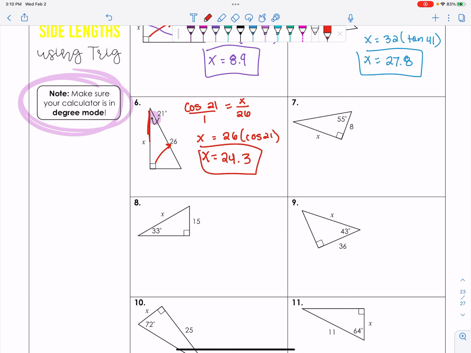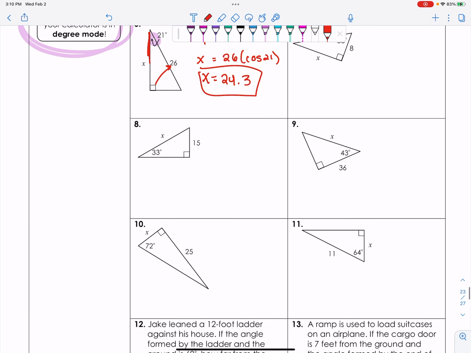Now, what happens if our cross multiplication isn't that nice? Okay, let's take a look at number 8. Here's my reference angle. I'm being given the side opposite, and I need to find the hypotenuse in this case. So once again, if I'm dealing with opposite and hypotenuse, I am using sine. So the sine of 33 degrees is equal to opposite 15 over x. This is still over 1. We can still cross multiply.